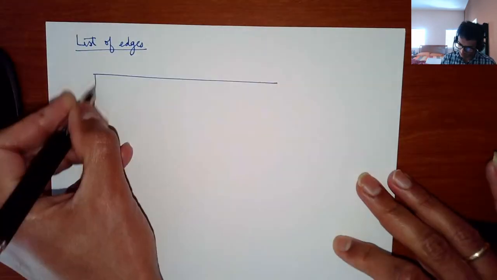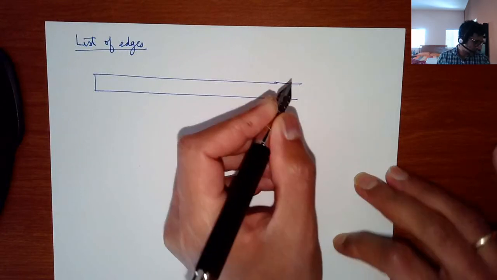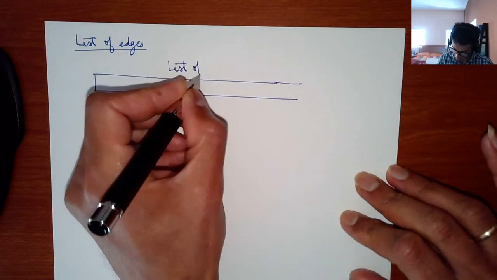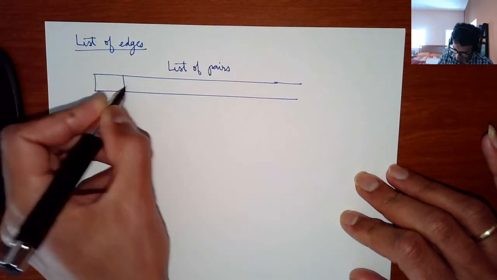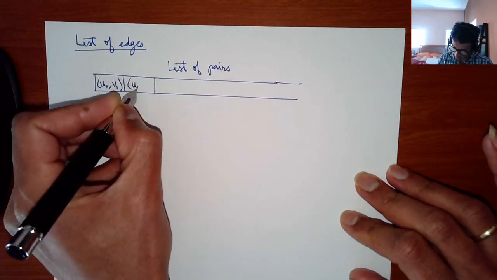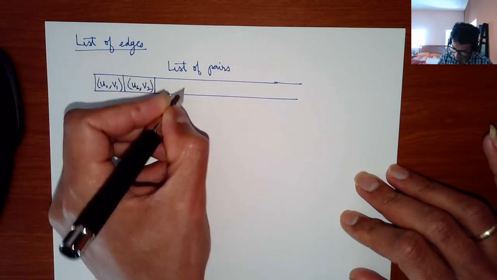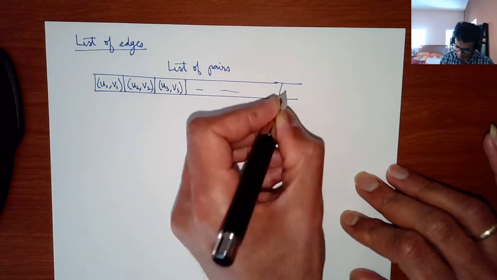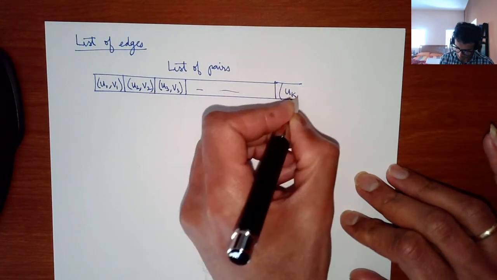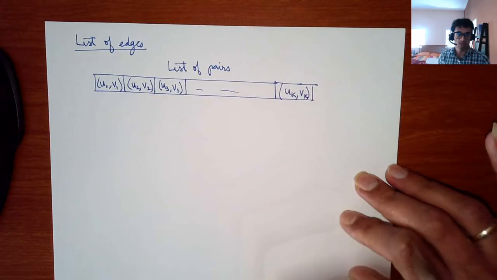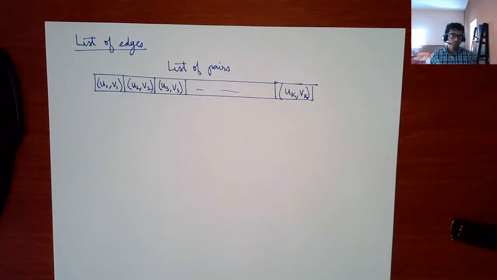So you just have an array or a list or linked list or whatever have you, just a list of pairs. So you'll have U1 V1, U2 V2, U3 V3, so on and so forth, UK VK. Right? Just a list of edges. Simple, easy.